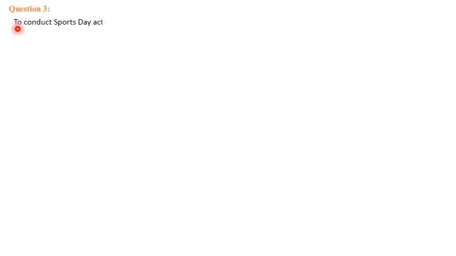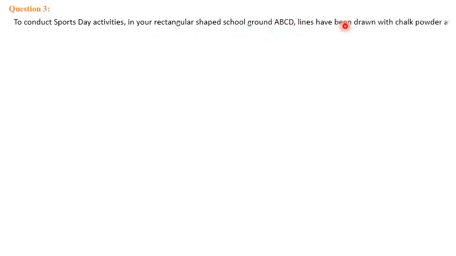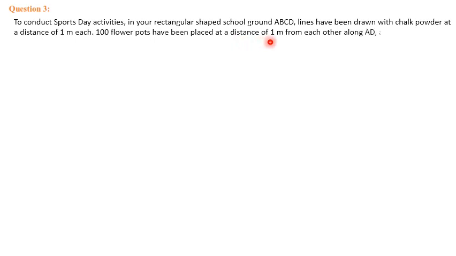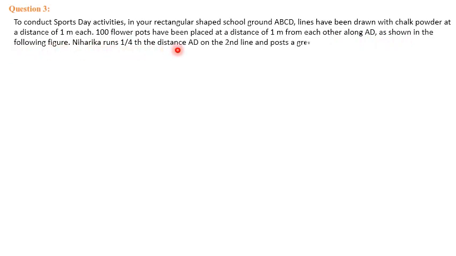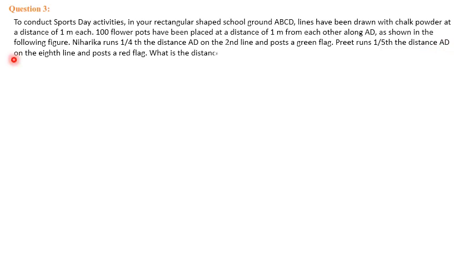The question is, to conduct sports day activities in your rectangular shaped school ground ABCD, lines have been drawn with chalk powder at a distance of 1 meter each. 100 flower pots have been placed at a distance of 1 meter from each other along AD as shown in the following figure. Niharika runs 1 by 4th the distance AD on the second line and posts a green flag. Preet runs 1 by 5th of the distance AD on the 8th line and posts a red flag. What is the distance between both the flags?